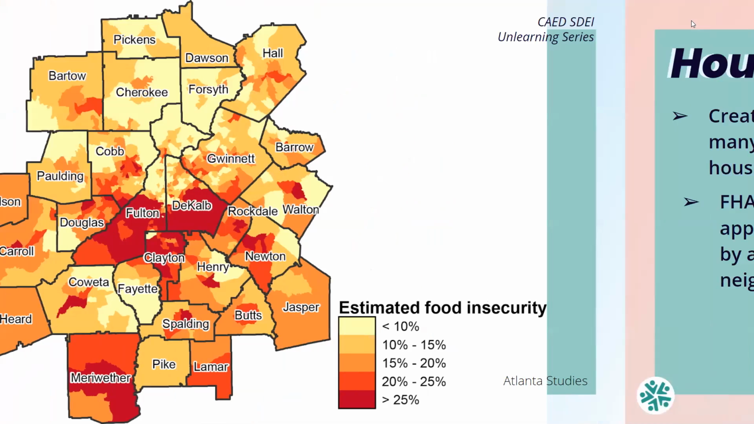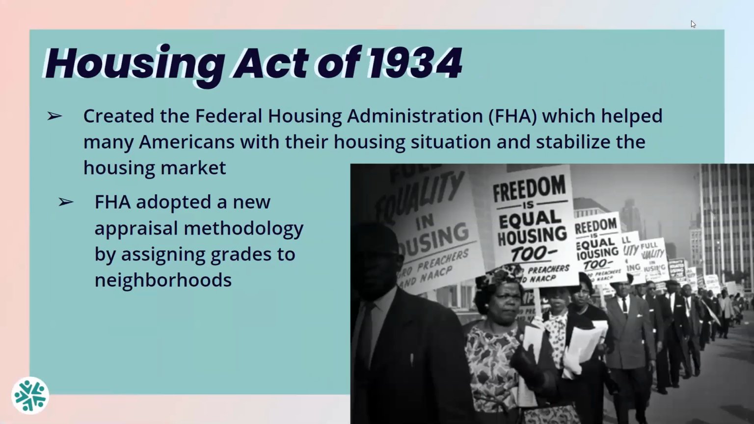Next slide, please. And that brings us to the next point of the Housing Act of 1934. And so this act created the Federal Housing Administration, which is also known as the FHA. And this helped many Americans with their housing situation and stabilized the housing market during the Great Depression. Unfortunately, during this time, the FHA adopted a new appraisal methodology which assigned grades to neighborhoods based on a variety of factors. One of them strongly weighted the factor of race and ethnicity in the households living in the area.